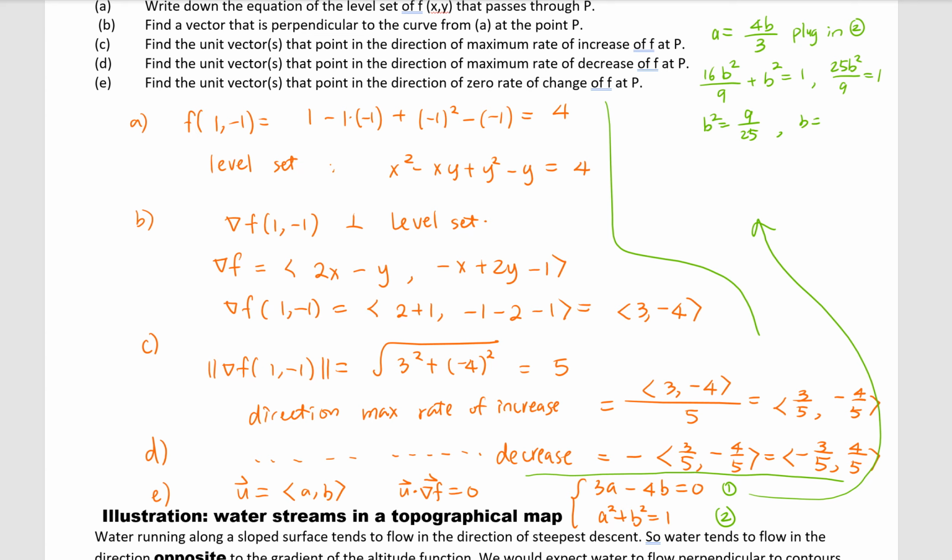Well, then b equals plus or minus, take the square root, 3 over 5. Then a is 4 over 3 times b, which means plus or minus 3 over 5 times 4 over 3. Okay, then this is plus or minus 4 over 5. It means the vectors are, if a is positive 4/5, then b is 3/5. If a is negative 4/5, then b is negative 3/5.